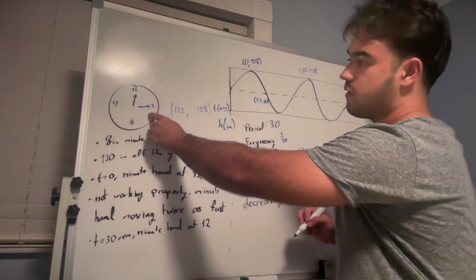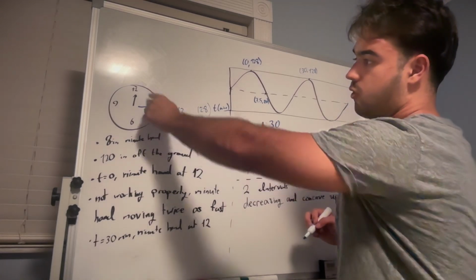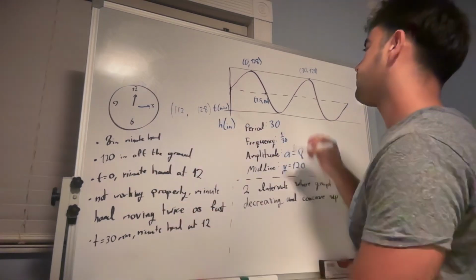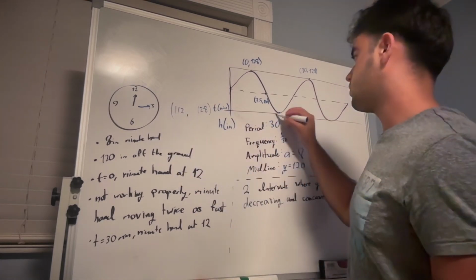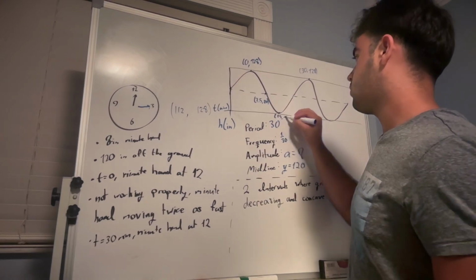Which means that it'll take a total of 15 minutes to reach the 6, right? And when it reaches the 6, we actually get our minimum, right, which is the 112. So we'll get 15, comma 112.